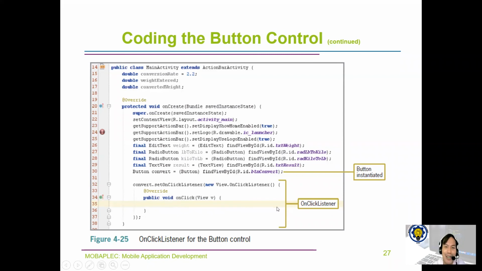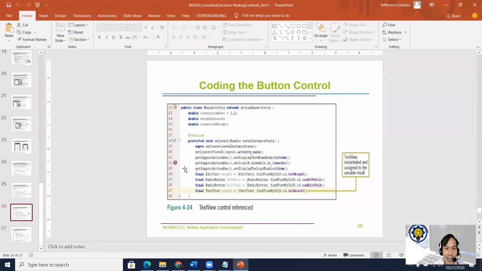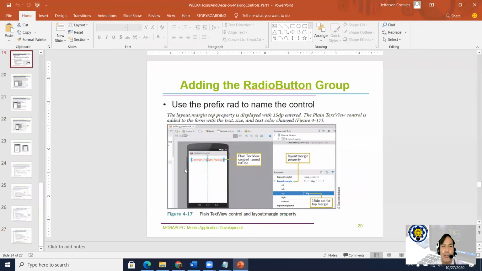So this is a very important part in terms of the onClick listener, because they're the events to process or to execute based on the instantiated button. Okay, clear? Okay, good. Then that's it. So that's how the codes look like.